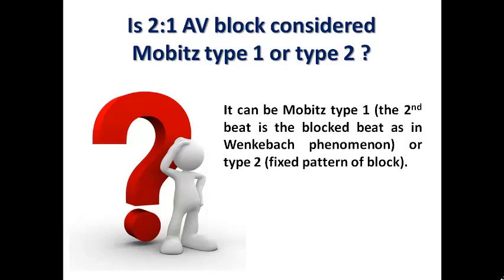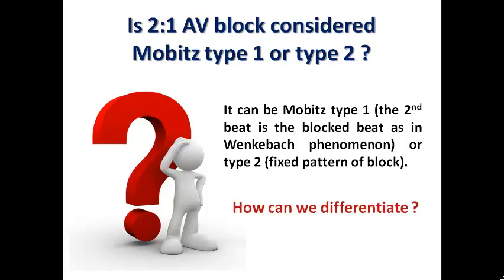And the second beat is the blocked beat as in Wenckebach phenomenon. As I told you, in the Wenckebach phenomenon, the blocked P wave usually is the third or the fourth, but it may be the second. So 2-to-1 may be just a benign presentation of Mobitz type 1, and so it is a benign arrhythmia, or it may be like Mobitz type 2 and it is a fixed pattern of block, and in this case it is considered high-grade AV block.